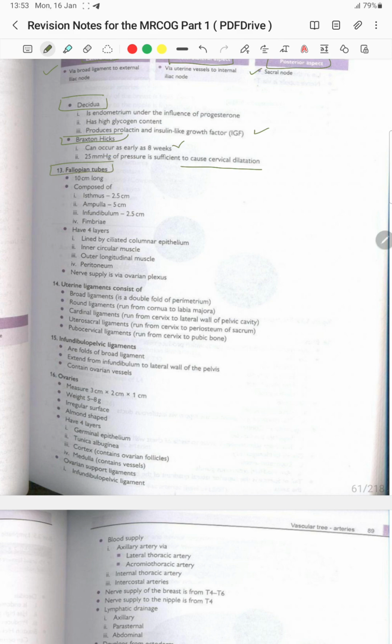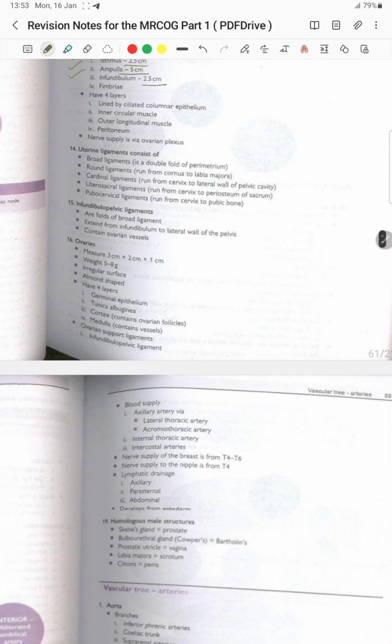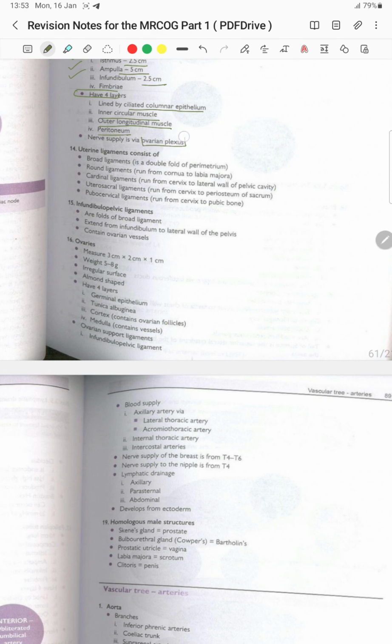Now the fallopian tubes. They are 10 centimeter long, and they are composed of the isthmus, ampulla, and infundibulum. The isthmus is 2.5 centimeter, the ampulla is the longest, where fertilization occurs, and it is 5 centimeter, and the infundibulum is again 2.5 centimeter. Then it has the fimbria. It has 4 layers. They are lined by the ciliated columnar epithelium, the inner circular muscles, the outer longitudinal muscles, and the peritoneum. Nerve supply is by the ovarian plexus.